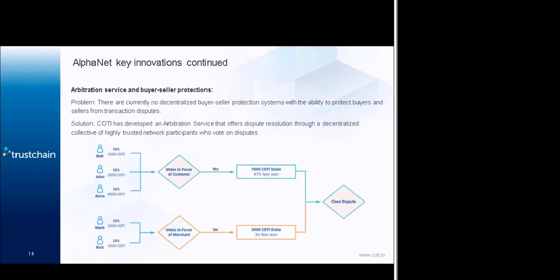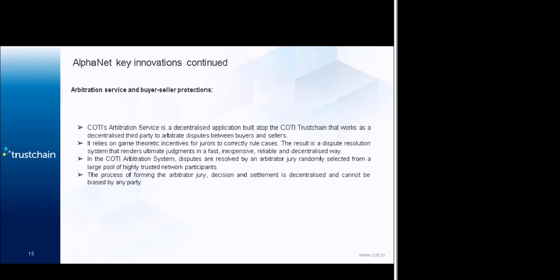Adding to all that, Coty have also developed a unique arbitration and buyer-seller protection layer. In most systems, there is no protection layer for buyers and sellers from transaction disputes. So in Coty, we have developed an arbitration service that offers dispute resolution through a decentralized collective of highly trusted network participants who vote and dispute on cases.